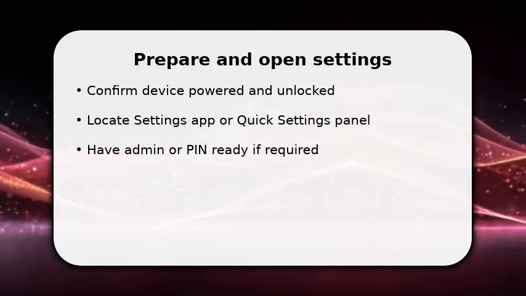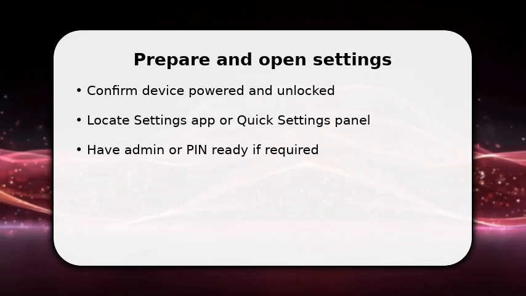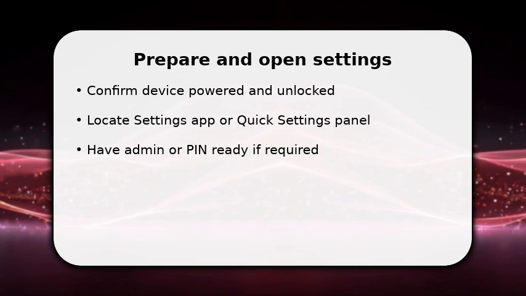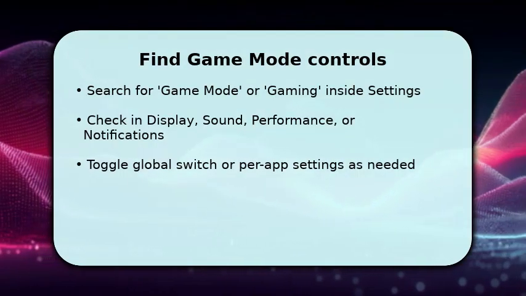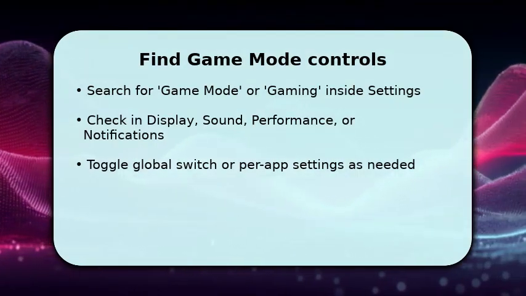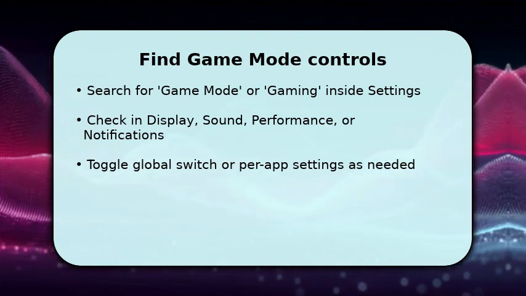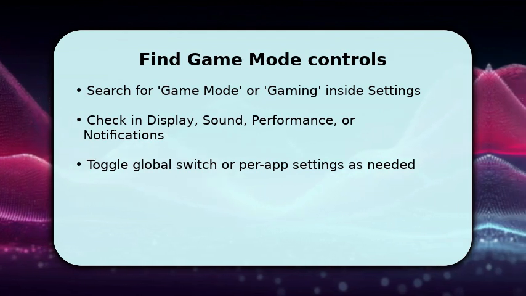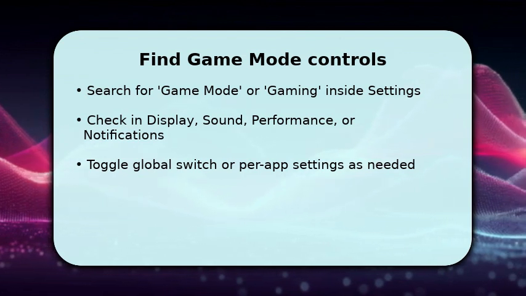Once done, make sure you have any required PIN or admin access, so you can change system-level toggles immediately without interruption. You now locate the precise controls for game mode. Use the search bar in Settings and type Game Mode, Gaming, or Performance. If there's no direct match, check Display, Sound, Notifications, or a dedicated launcher section because manufacturers place it differently.